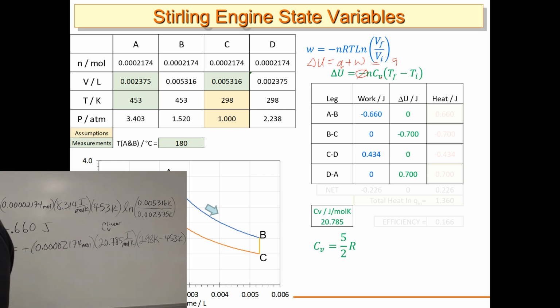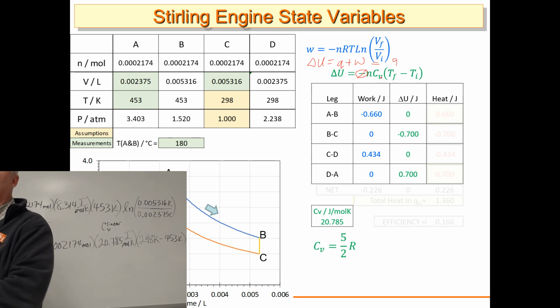So our delta U is just based on temperature. We cool it down. The system loses 0.7 joules. We warm it back up. The system gains 0.7 joules. So the real effect for our heat engine is the two isotherms being at different temperatures. Do you see that? Yeah.